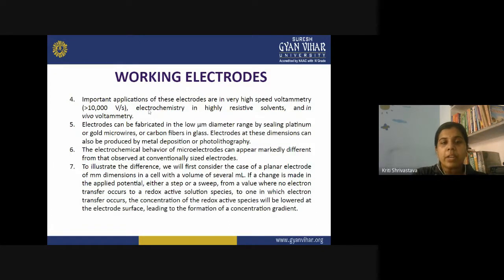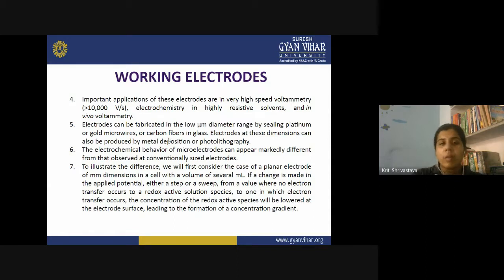Now, the important applications of these electrodes are in very high speed voltammetry, electrochemistry in highly resistive solvents, and in vivo voltammetry. So electrodes can be fabricated in the low micrometer diameter range by sealing platinum or gold microwires. We require those for preparing a microelectrode.